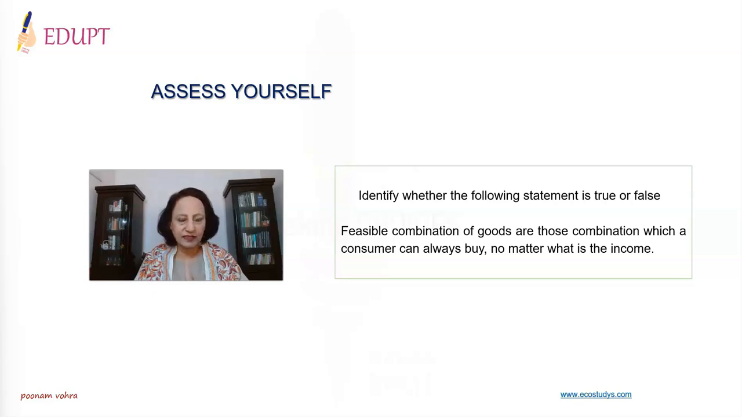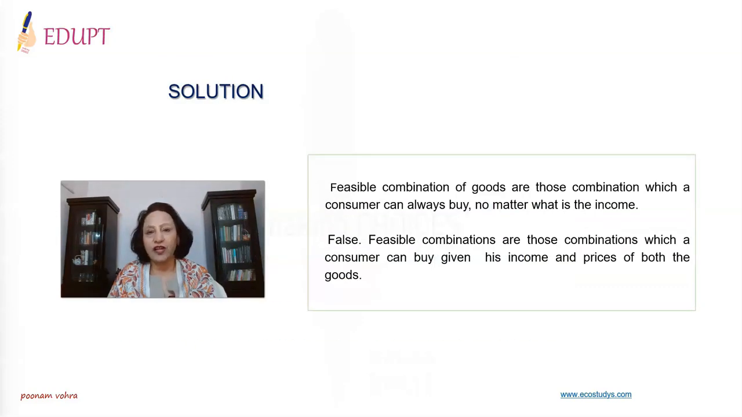Now have a look at this statement and identify whether it is true or false. Feasible combinations of goods are those combinations which a consumer can always buy, no matter what the income is. Please check your answer. This is a false statement. Feasible combinations are those combinations which a consumer can buy given his income and prices of both the goods.